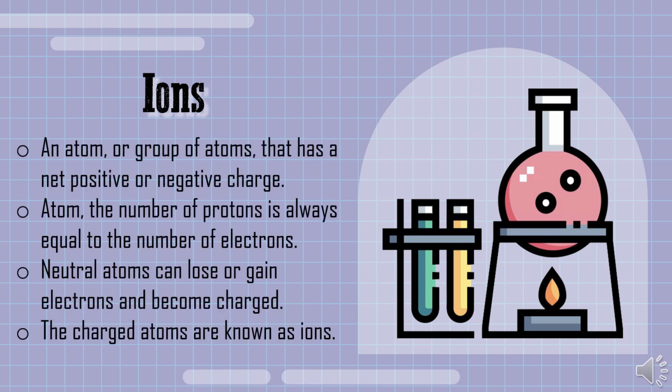So, the last content in this chapter is ions. An ion is an atom or group of atoms that has a net positive or negative charge. As you know, every neutral atom of an element has the same number of electrons and protons. So, the neutral atoms can lose or gain electrons and become charged. The charged atoms are known as ions.